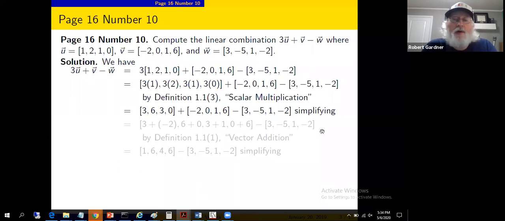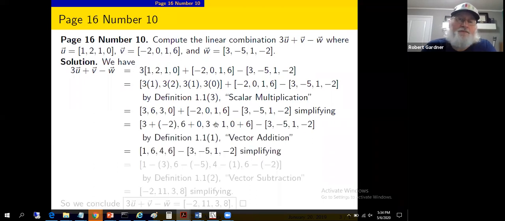How about we add the first two together? Let's do the vector addition first. You want to do the vector subtraction first, that'll be fine, but I didn't typeset it like that. So we'll take a sum of corresponding components. Doing the vector addition first, says who? First formal definition we had, that's how you add vectors. So we'll have 3 plus -2, 6 plus 0, 3 plus 1, 0 plus 6. There's the vector sum.